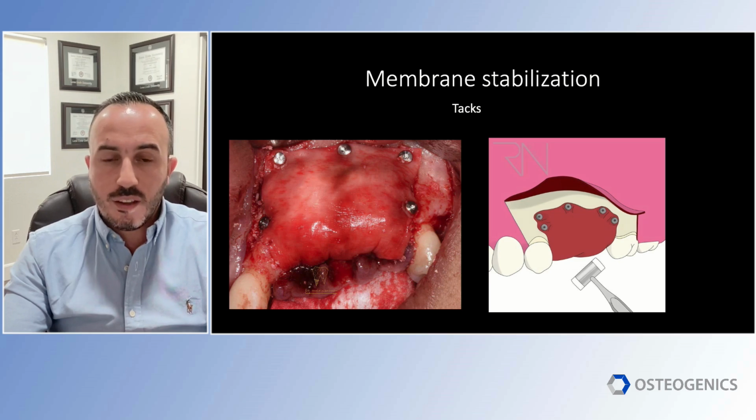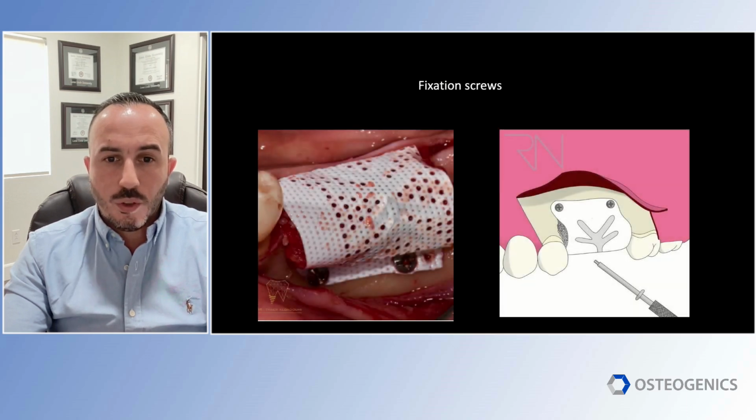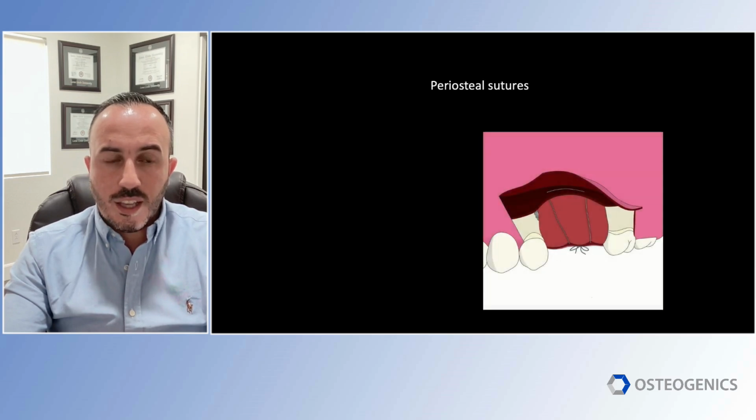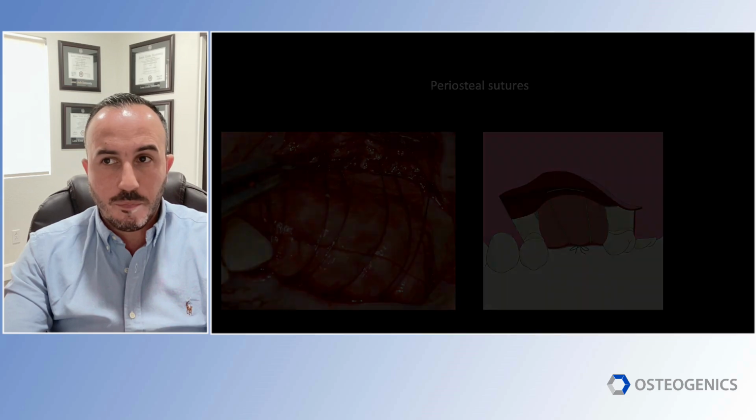Stabilization: we want to make sure that the bone and membrane are stable and not moving around. We can use tacks, and that's one way of stabilizing the membrane. We can use screws, and that's another way. And last but not least, we can use periosteal sutures to stabilize the membrane.